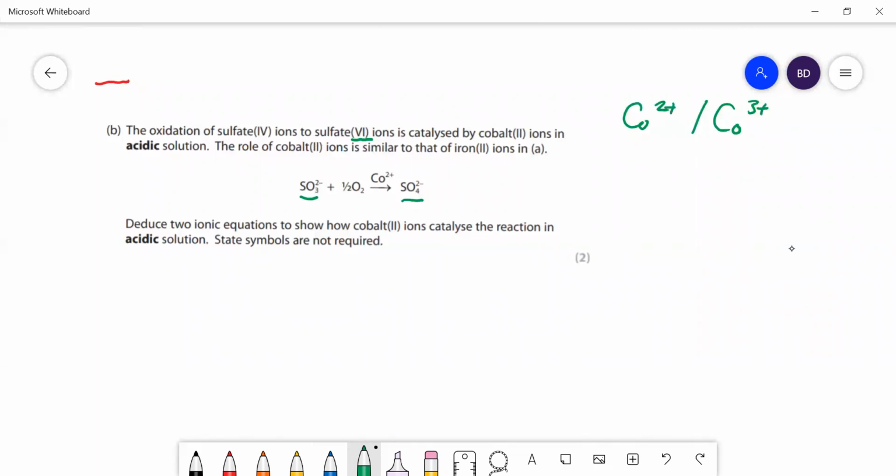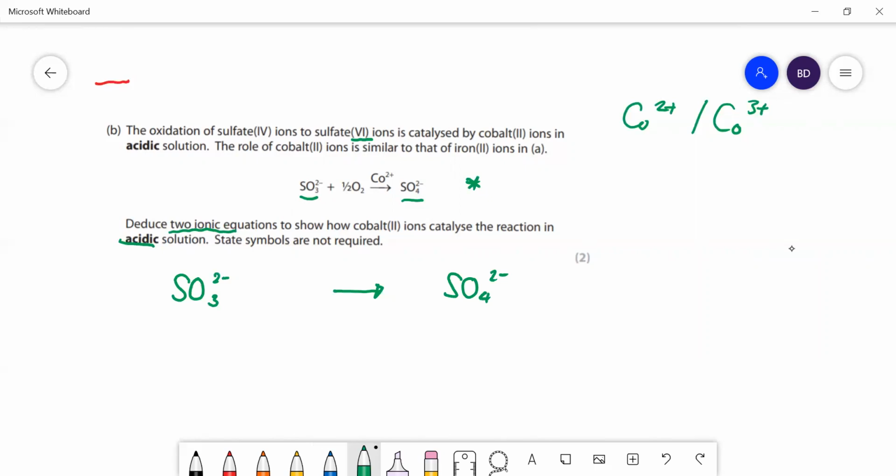We've got to deduce 2 ionic equations to show how cobalt can catalyze a reaction in acidic solution. Okay, so what we've got to do is break down this equation into 2 half equations like we did in the previous example. So I'm going to have SO₃²⁻, the sulfite ion, going to SO₄²⁻.